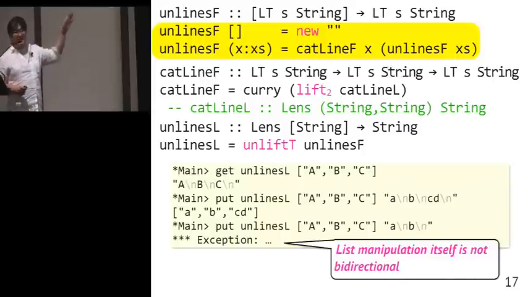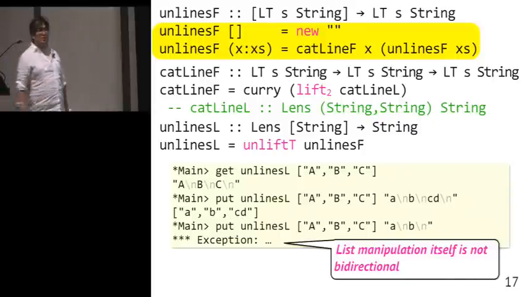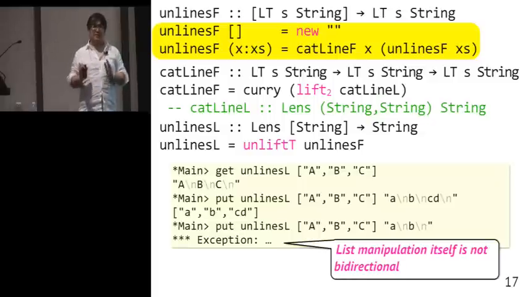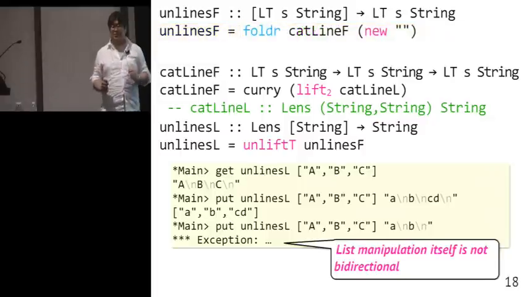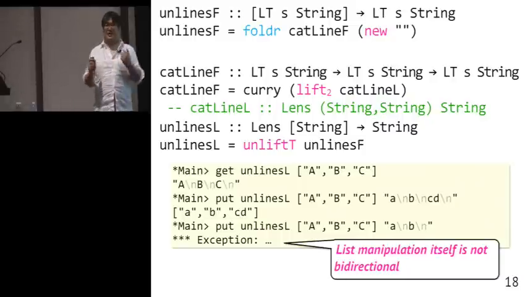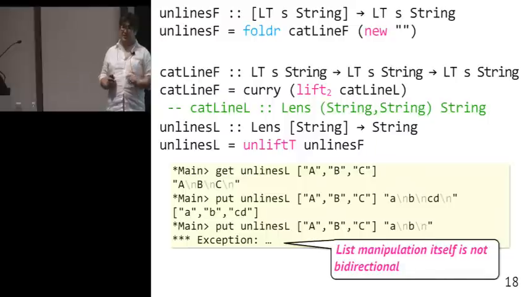And look at this function. One might notice that this unlines F function can be implemented by using the foldr function. Yes, we can do it in our framework. As you can see, we can compose bidirectional transformations by using ordinary higher-order functions in our framework.